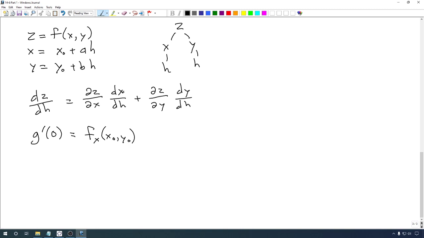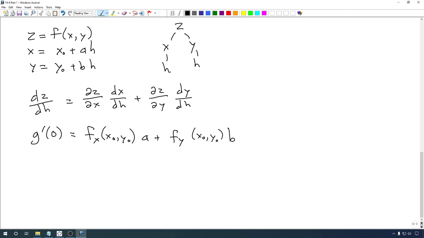The derivative of x with respect to h, this time we can actually do the derivative. x is just a linear function of h. Hopefully it shouldn't be too hard to see that the derivative of x naught plus ah is just a. a is just a constant here. And then we do the same thing over here. Partial z partial y is just f sub y of x naught, y naught. And then this one, we're now differentiating y naught plus bh, so we get b.